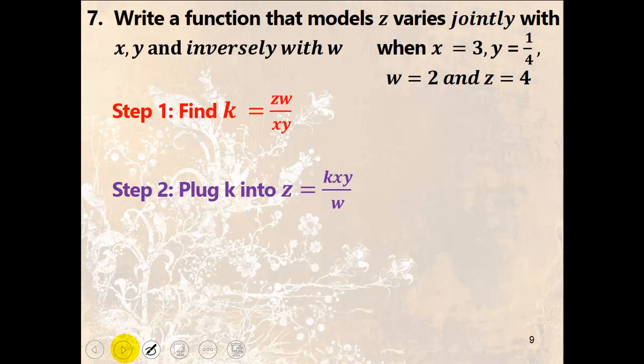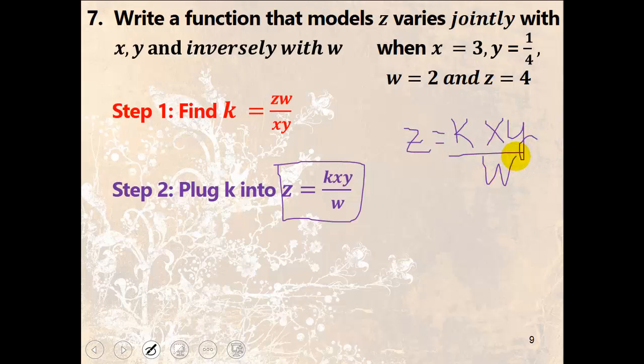For these, here's how I like to do it. I actually like to start here with this equation. Anything that varies jointly with z, when you write it, you always have your constant of variation. Anything that varies jointly or directly is going to go in the numerator. Anything that varies inversely is going to go in the denominator. So then I plug the given values into this equation and I solve for k.